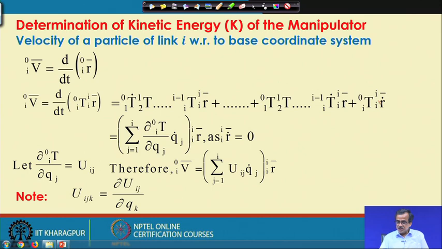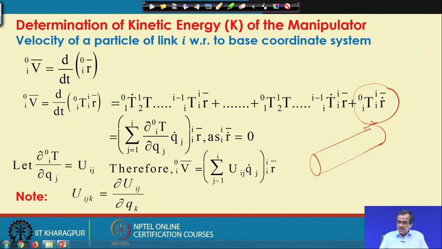Now, let us concentrate on this particular term. This r_i with respect to i dot means what? Supposing that I have got one robotic link, a rigid link, something like this.